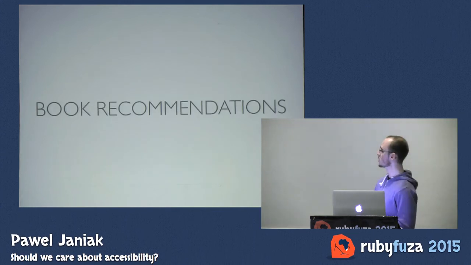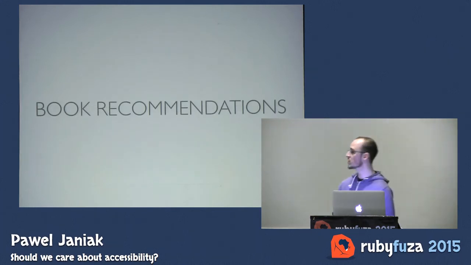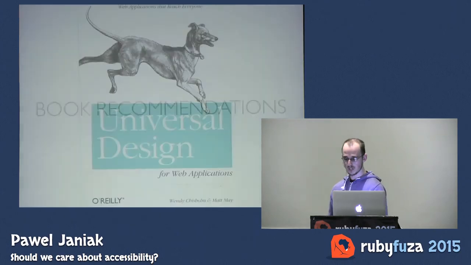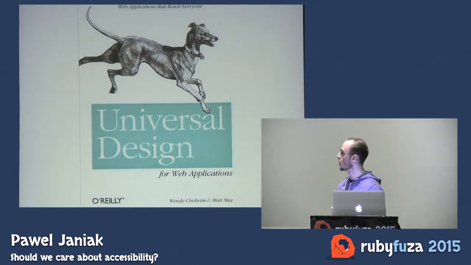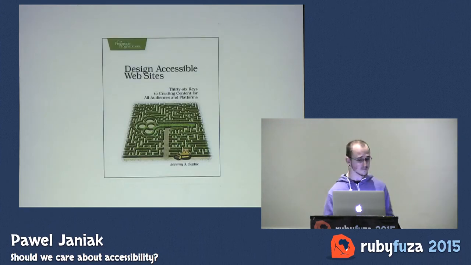But I do want to go through two book recommendations. No one's really going to go back to the office and be super passionate about accessibility, but it's worthwhile buying a book and having it lying around with all your other UX books when you're planning. So it's a bit handy. One of them is the O'Reilly Universal Design for Web Applications book. And any O'Reilly book with an animal on the cover is automatically brilliant. So it's a good one.